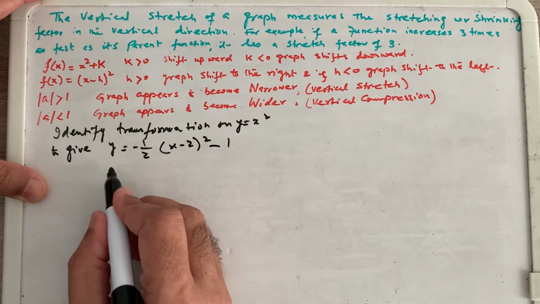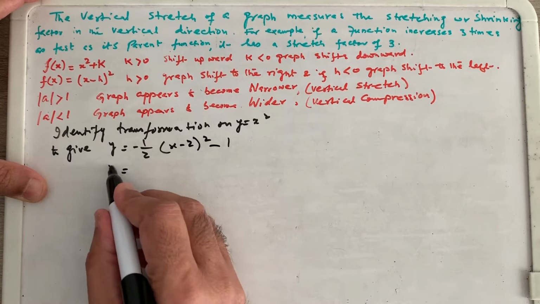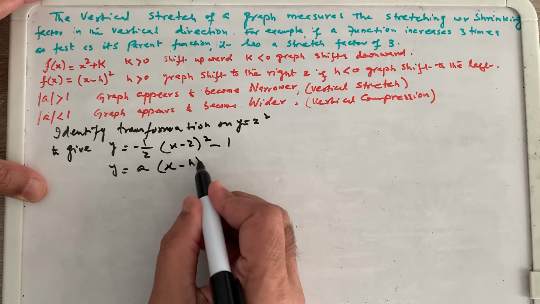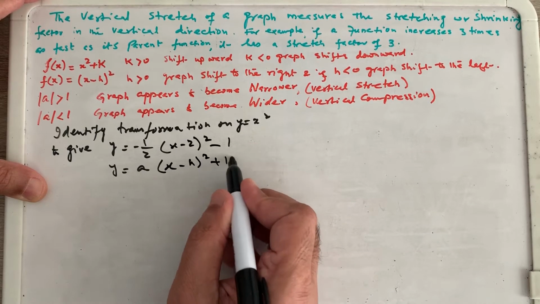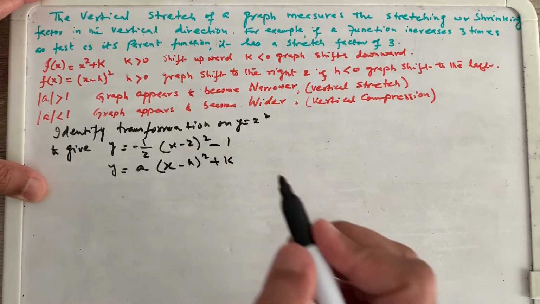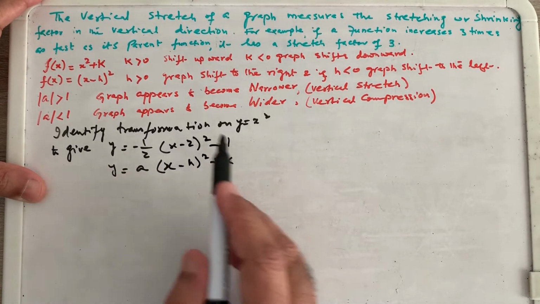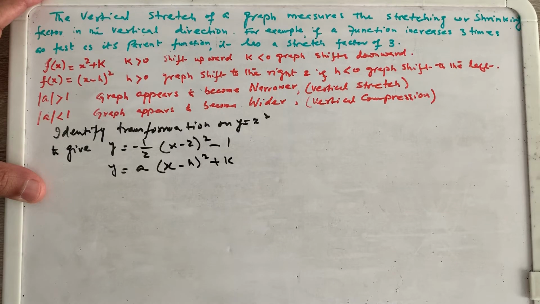And to which we have to compare? We have to compare y equals a times (x minus h) whole square plus k. This is what we need to always remember. So we have to compare, and identify the transformation of y equals x square to give y equals minus half times (x minus 2) whole square minus 1. This is what we need to identify.